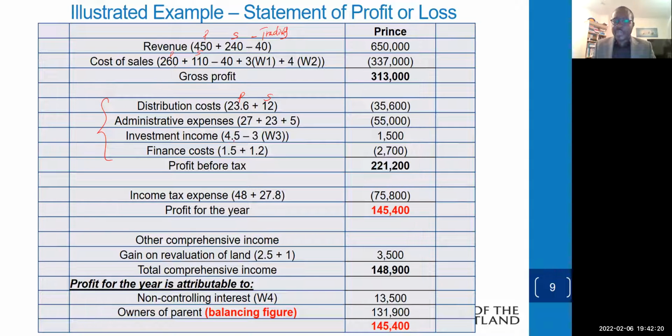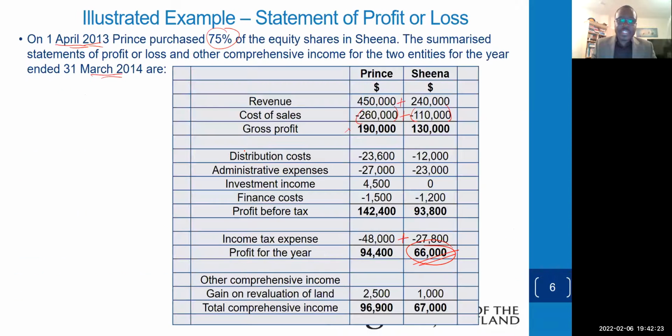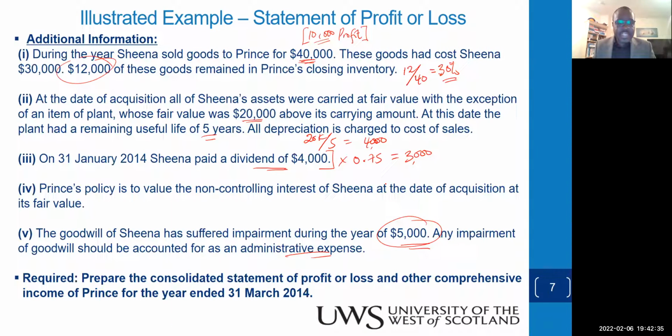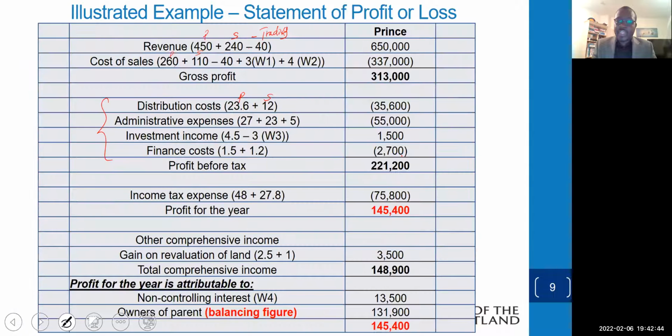Investment income: it tells you that this particular investment item that we found in the books of the parent includes some dividend we received from the subsidiary. We said over here there was a dividend which the subsidiary paid, 4,000, out of which we had 3,000. So that 4,500 we have over there, we must subtract the 3,000. Finance costs, we just add them. We get profit before tax. Tax element, just the 2. Don't recalculate. And then we get profit for the year. Assuming there was no other comprehensive income, we just end it here.